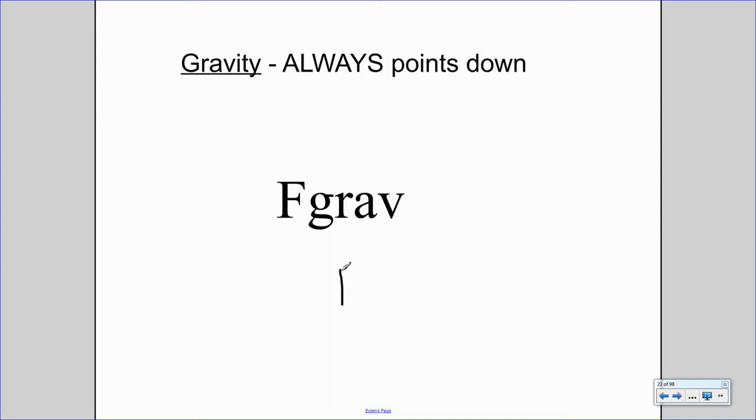Gravity, force gravity, is always going to pull down. Sorry, that's a large F there.